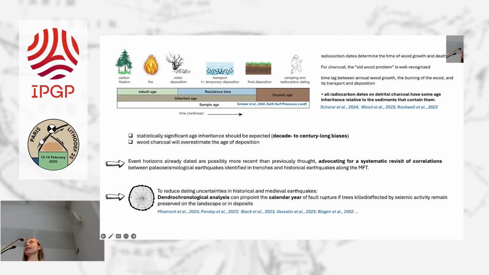And for this reason, I think we can say, okay, let's have a new look at all the trenches along the MFT. Also, I just would like to say that if you really want to have a good constraint on your age, you can use dendrochronology because you really have a calendar year, but I think we can only use it in 2 to 5% of the cases.